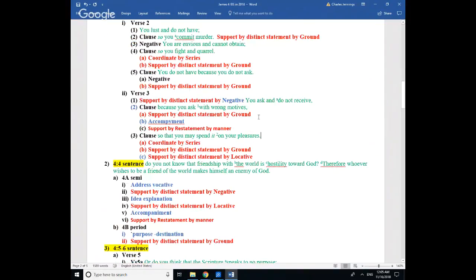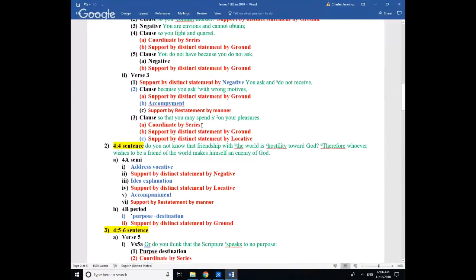But right here, support by restatement of manner. So it's describing their wrong motives, so their manner, focusing there, so that you may spend it on your pleasures. Okay, so now you got an option here. The series, so distinct ground, and then the locative, the location. Never mind. Thanks. Okay.